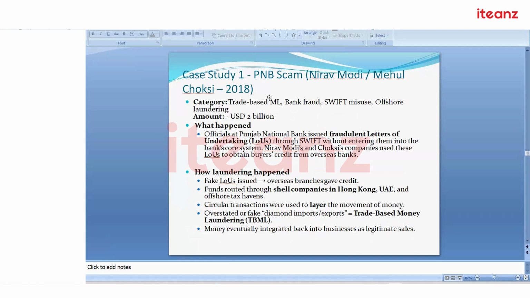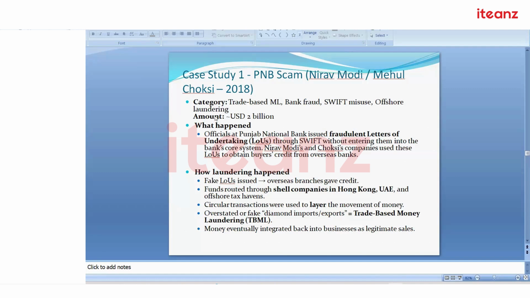Now I'm just giving one case study of the Punjab National Bank scam which happened. You heard of Nirav Modi and Mehul Choksi in the news, right? One is in the UK, one I think in Switzerland or somewhere. So what actually happened in that scam?